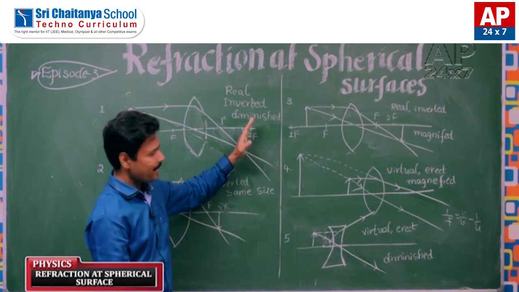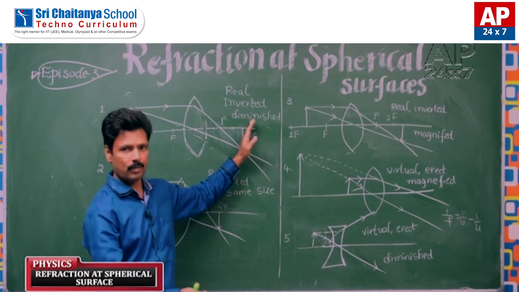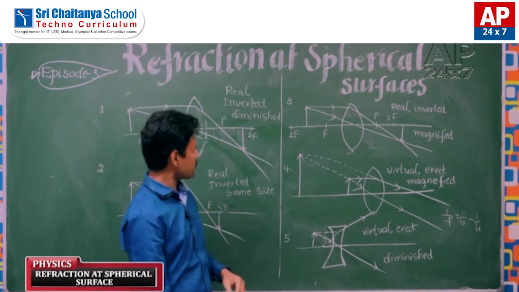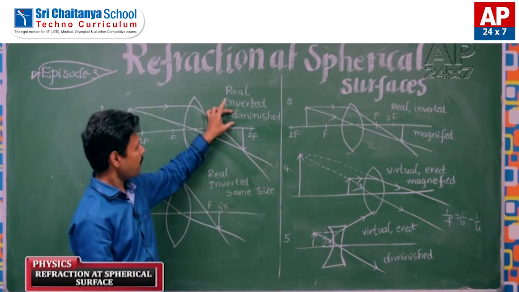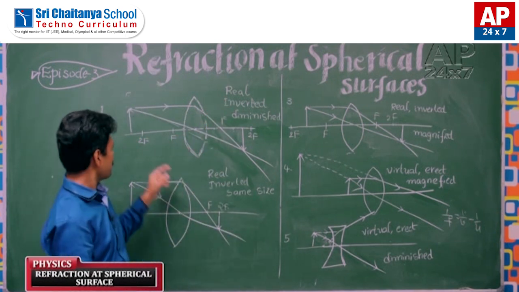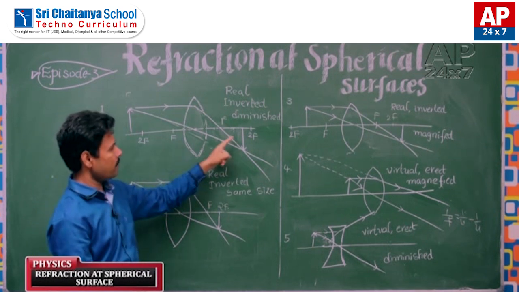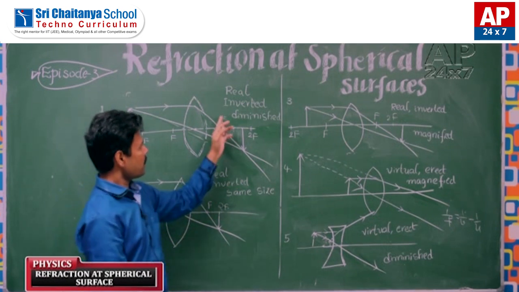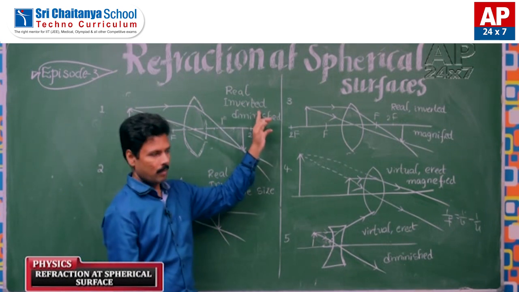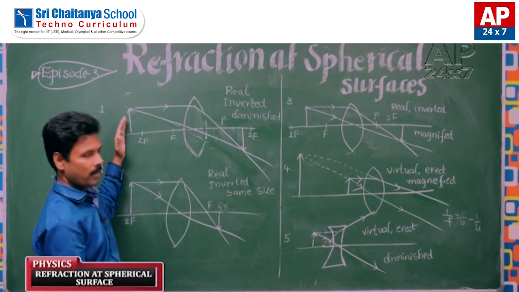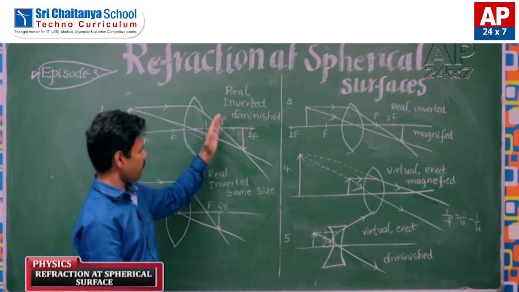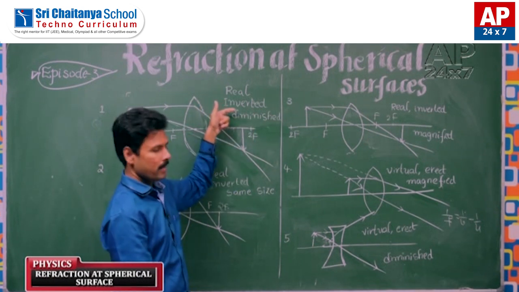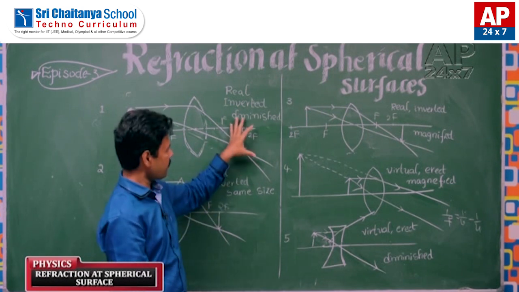So the v value is less than 2f. That means the v value is less than u. That's why the image is diminished. And next, if you see the coordinates, u value is negative and v value is positive. So magnification is negative. That means the image is inverted. That means when the object is beyond 2f, the image is in between focus and 2f. So it is a real, inverted and diminished one. That is the first one.